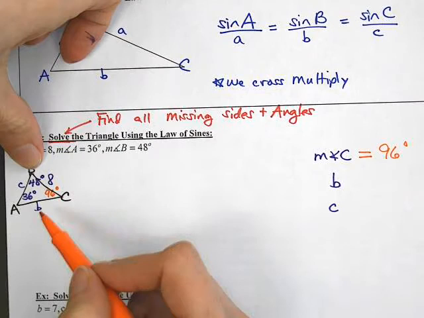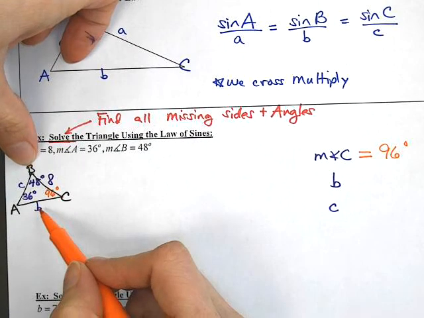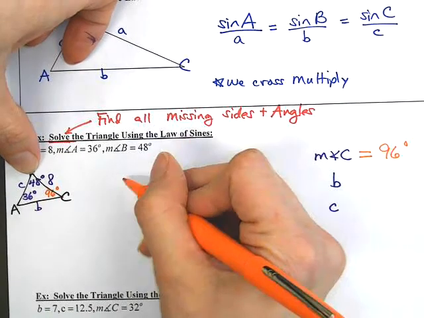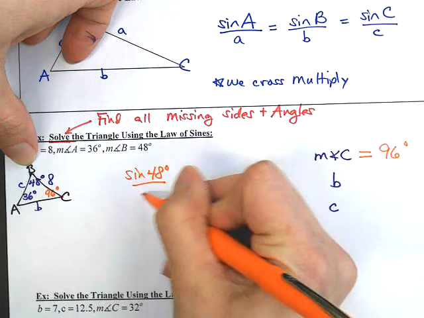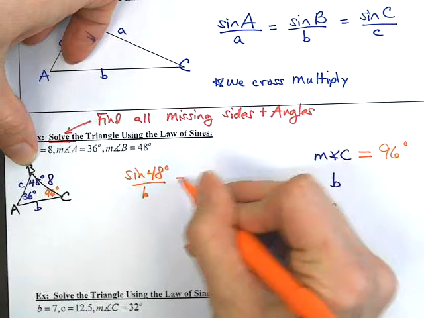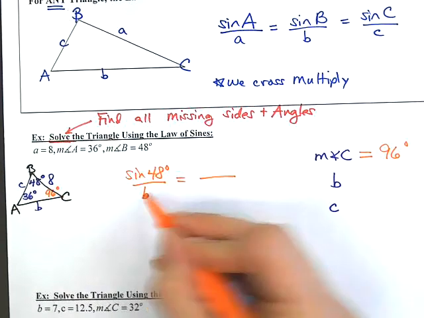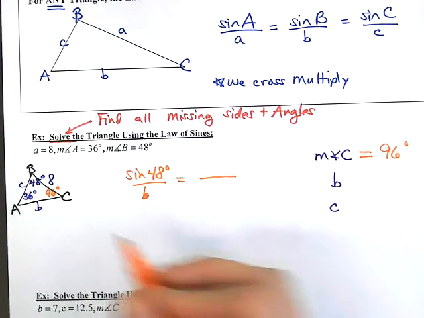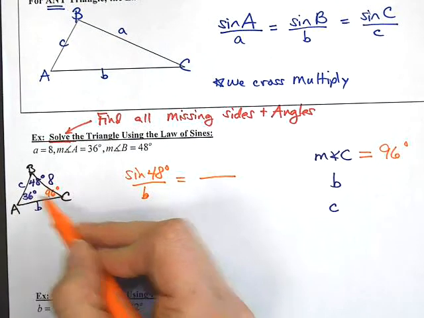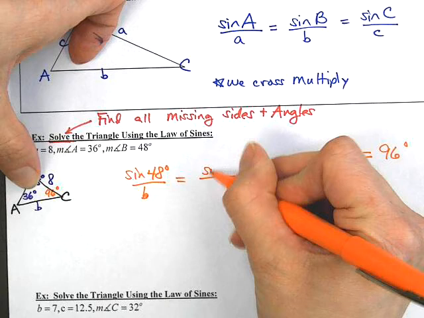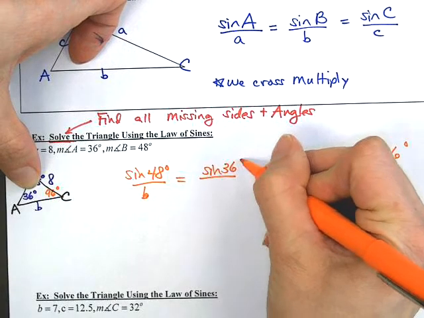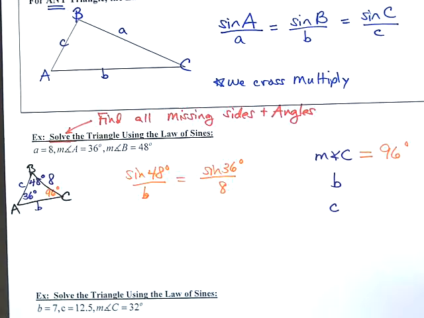Okay, so if we're going to find side B, we're going to have to make the proportion sine of 48 degrees divided by side B. Okay, now I already have one missing variable. I need to have all numbers. So I don't think I could use 96 because that's going to give me another variable. Let's go this way. Let's say sine of 36 degrees goes with 8. Okay, and then we're just going to cross multiply.